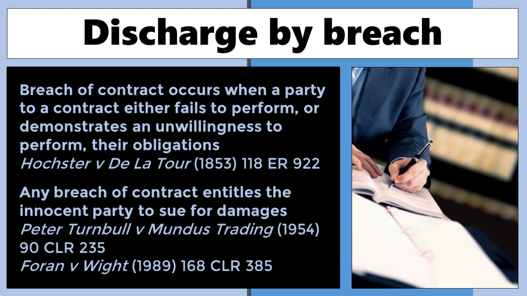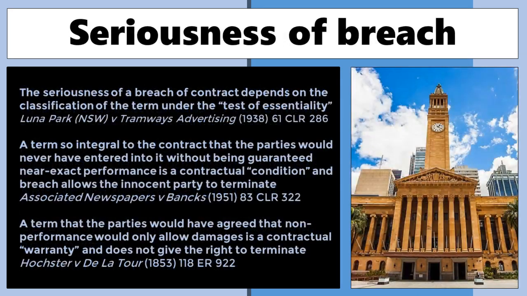Because while every breach of contract gives the innocent party the right to sue for damages, only what we call serious breaches, only big breaches, are going to give the innocent side the right to terminate, to end the contract at their choosing. Okay, and we call this test for working out whether or not a particular term that's been breached is so serious that it's going to give the innocent side this right to terminate, the test of essentiality.